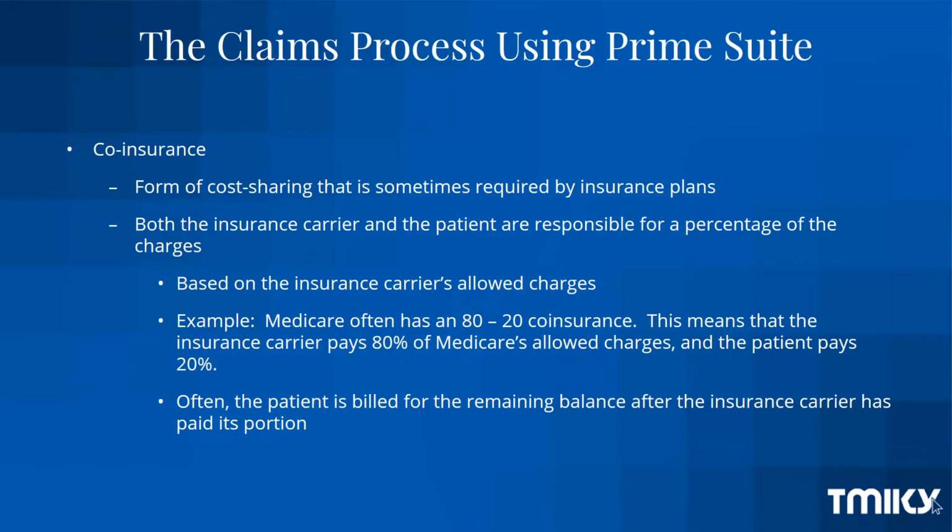Next, let's discuss coinsurance. This is a form of cost sharing required by some insurance plans. This is where both the insurance carrier and the patient are responsible for a percentage of the charges. This form of insurance is based on the insurance carrier's allowed charges. For example, Medicare often has an 80-20% coinsurance. This means that the insurance carrier pays 80% of Medicare's allowed charges and the patient pays 20%.